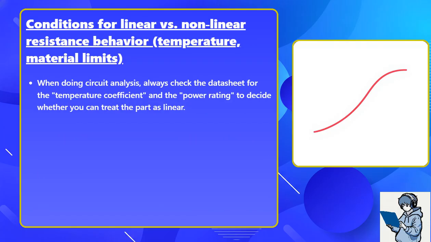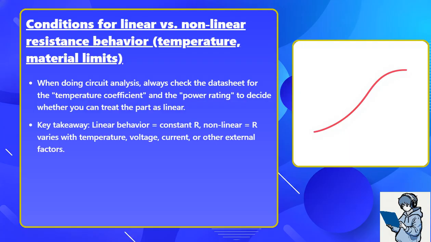When doing circuit analysis, always check the datasheet for the temperature coefficient and the power rating to decide whether you can treat the part as linear. Key takeaway: linear behavior equals constant R. Non-linear equals R varies with temperature, voltage, current, or other external factors.